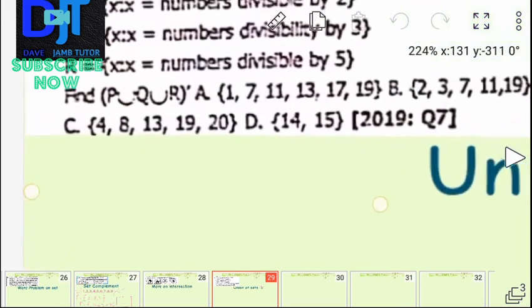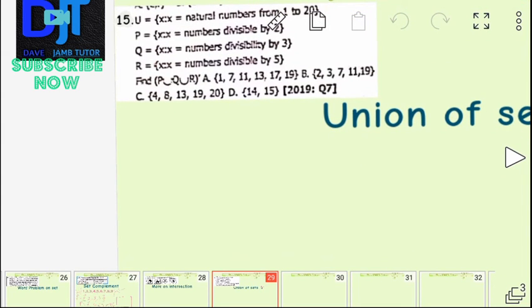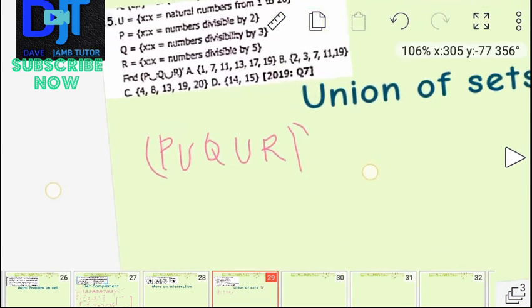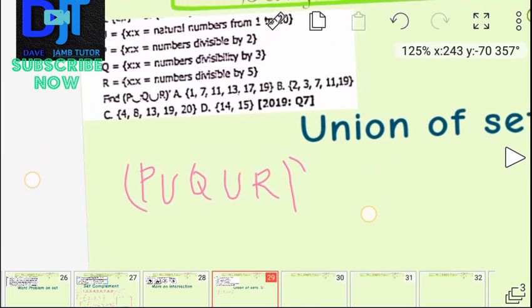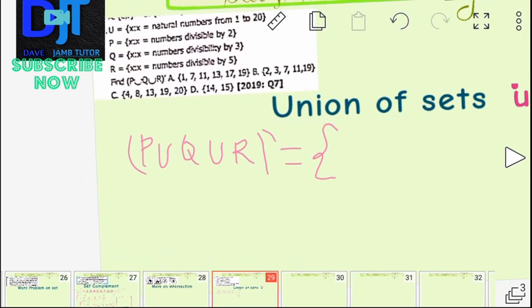Using our knowledge of complements, we should find the complement of P union Q union R. So that means what is not in P union Q union R, that is what we are going to write in that curly bracket. So let me just write that at the top here. I won't put anything there yet, but in the process of solving the question, I'm going to put something there.